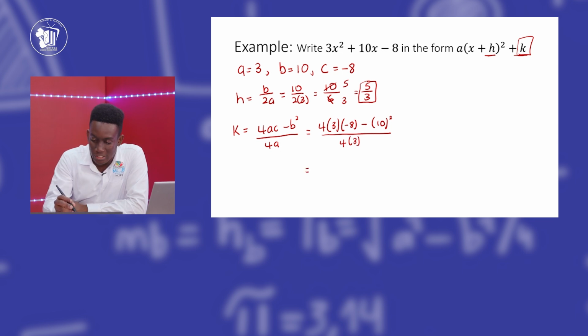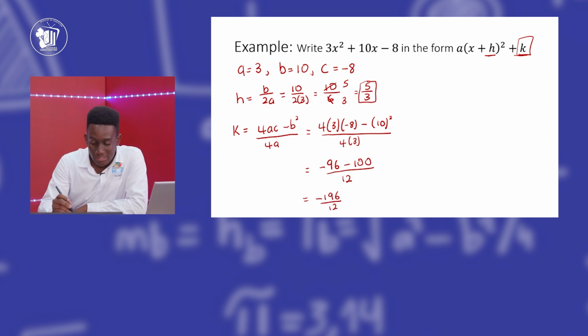So we work this out. 4 times 3 is 12, and 12 times negative 8 will give you negative 96. Subtract 10 squared, which is 100, all divided by 4 times 3, which is 12. So negative 96 minus 100 would give you negative 196, all divided by 12.